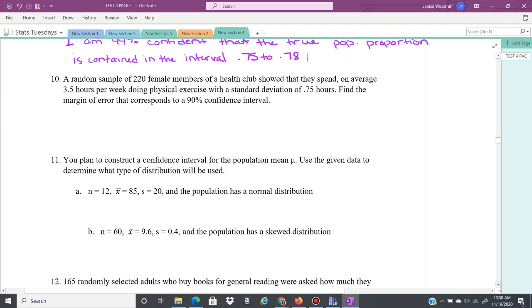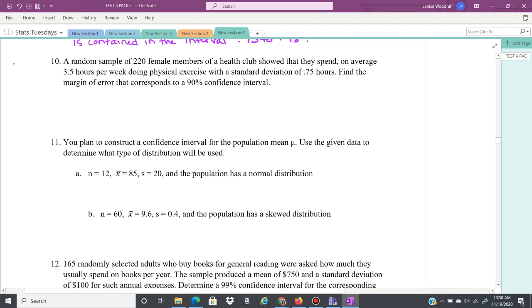We're given a sample. Okay, so the first thing we have to ask ourselves, is this a T or is this a Z? We're given a sample of 220 female members, and within that sample, we're given a mean, and we are given a standard deviation. Since the standard deviation is given within the sample of 220 people, this is T. Okay, which means we are doing this formula here.